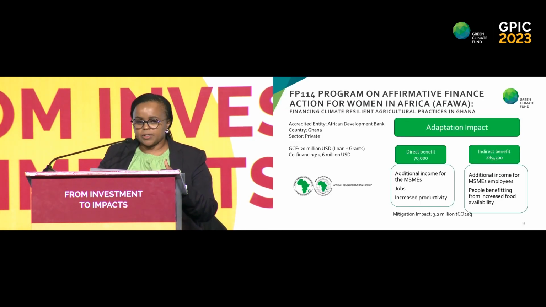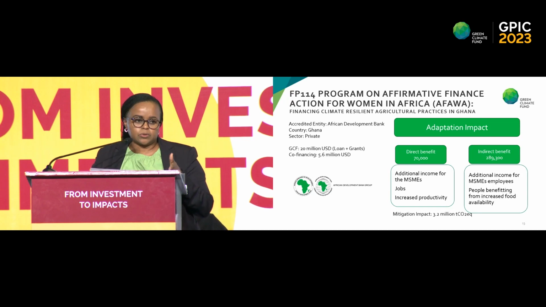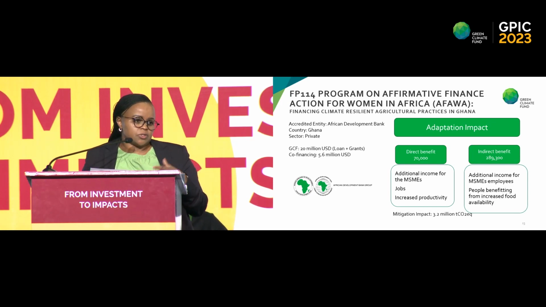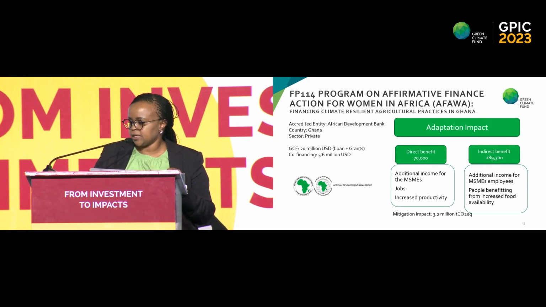We have also worked, for example, with the African Development Bank in their FAWA program. And there they, for example, have identified who are the direct beneficiaries. You can look at what those benefits look like, for example, the additional income from entities that benefit. We also look at the jobs created and also increased productivity from the enterprises, maybe due to better practices or things like that.